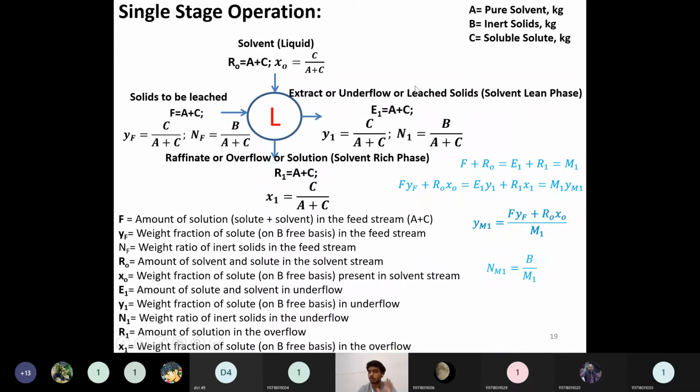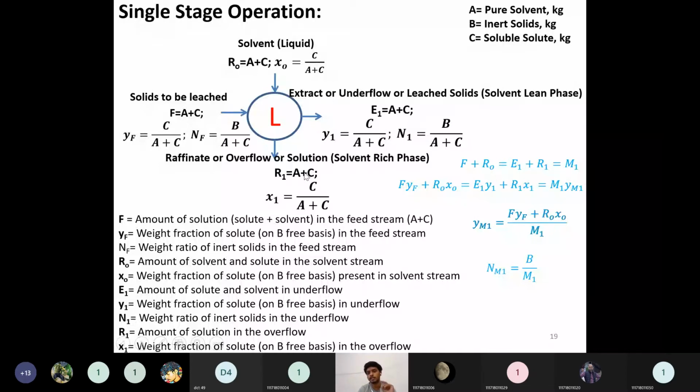So in the ideal case, this is what happens. In the feed solids, there will be B plus C: inert solids, which are not at all soluble, plus some solute component. So B plus C is the feed solid composition. Then a third component called the solvent A is added, so that solvent A dissolves C and comes outside. So A plus C has to come outside in the ideal case.